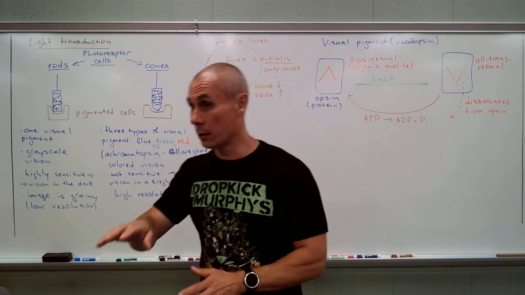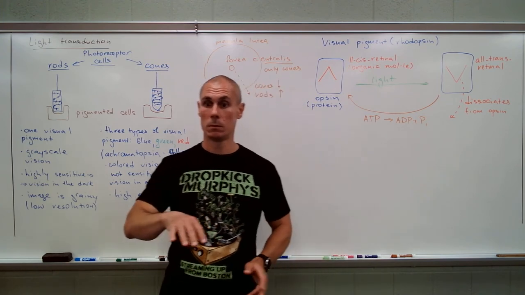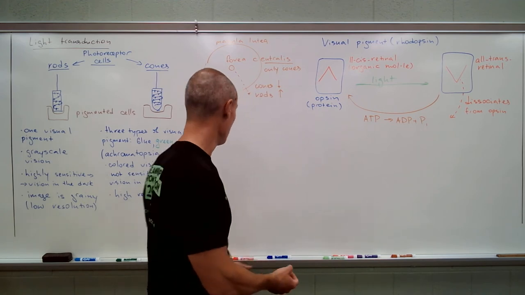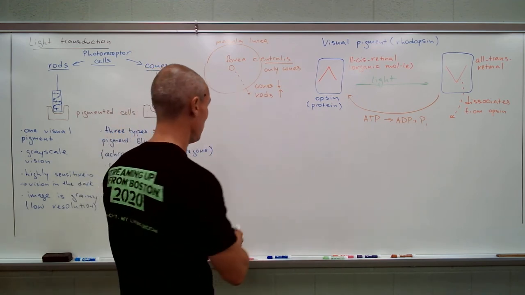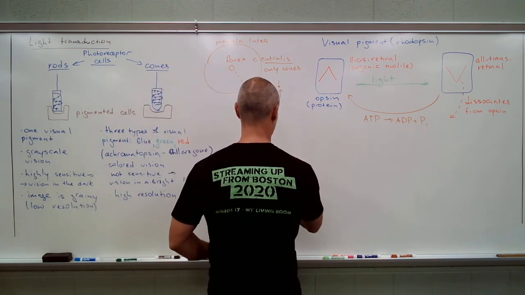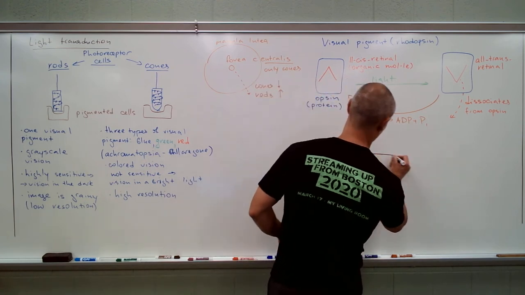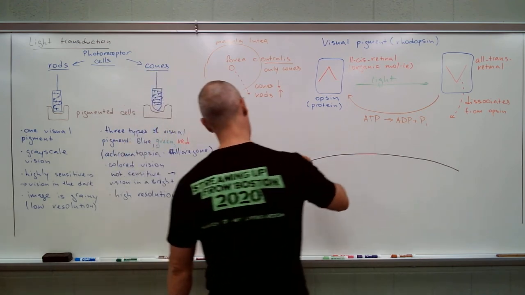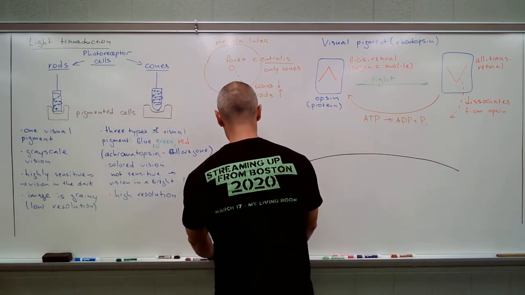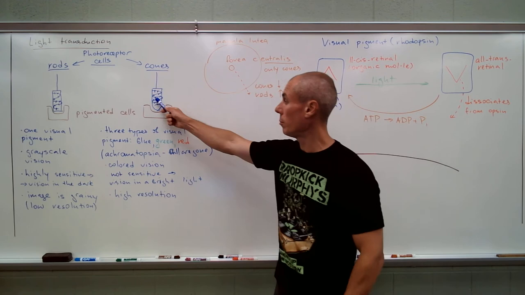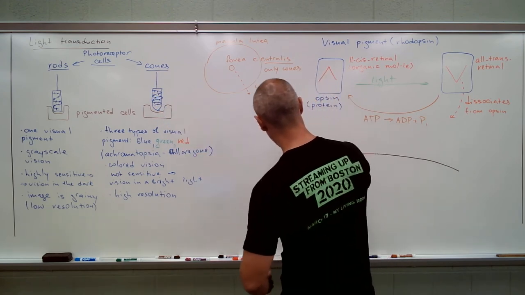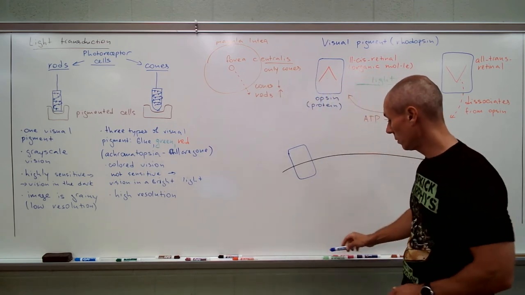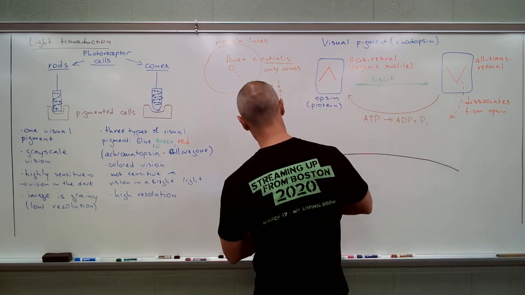This is going to be a molecular story. It's not really complicated. Just follow the steps. Just pay attention. So we're going to draw, basically, a gigantic membrane here. Okay? And in the membrane, there's your opsin, right? Okay? And it contains 11-cis retinal.